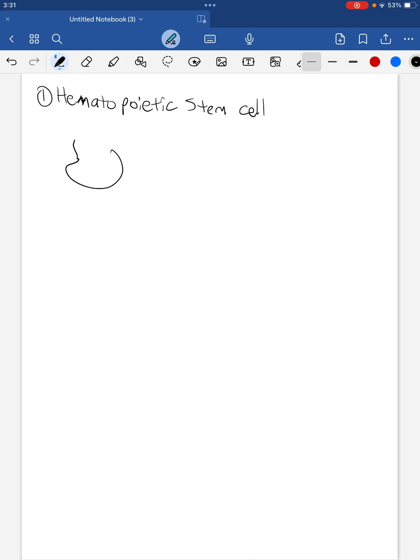Okay, so we have this stem cell here with its large nucleus. Okay, so here's our hematopoietic stem cell. This is going to transform into the myeloid stem cell line. Okay, this is going to go down, I'll draw this here, myeloid stem cell line. Next, this is going to transform into a pro-erythroblast.